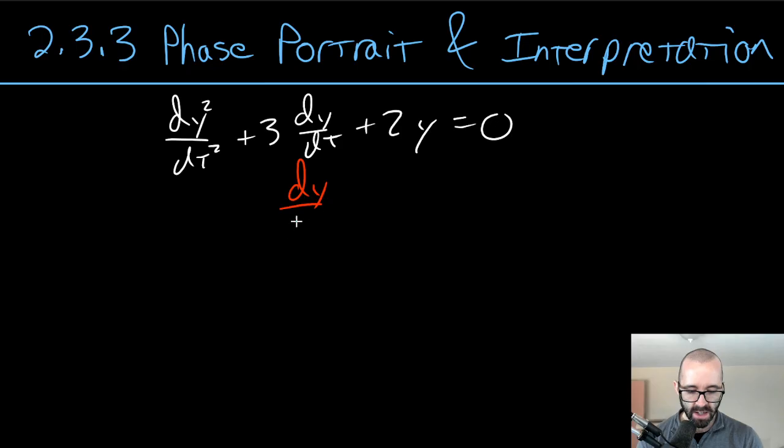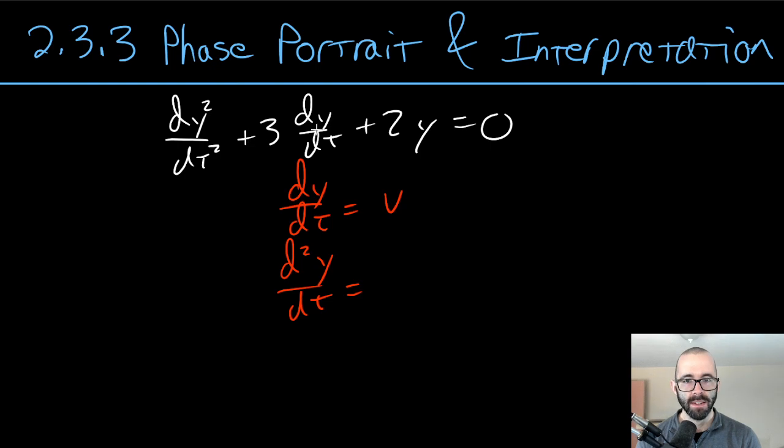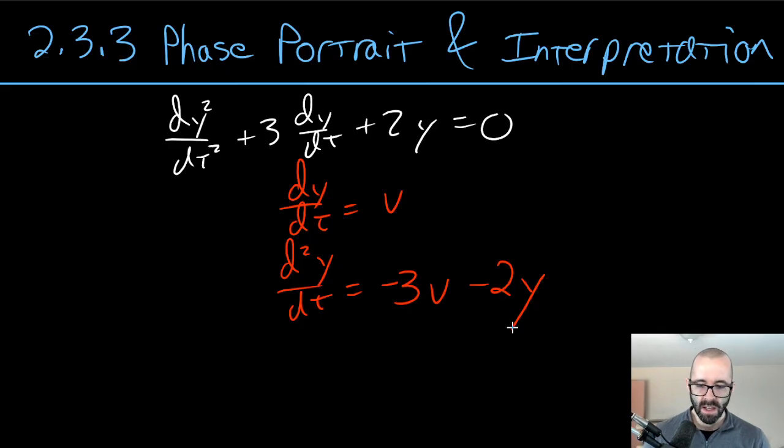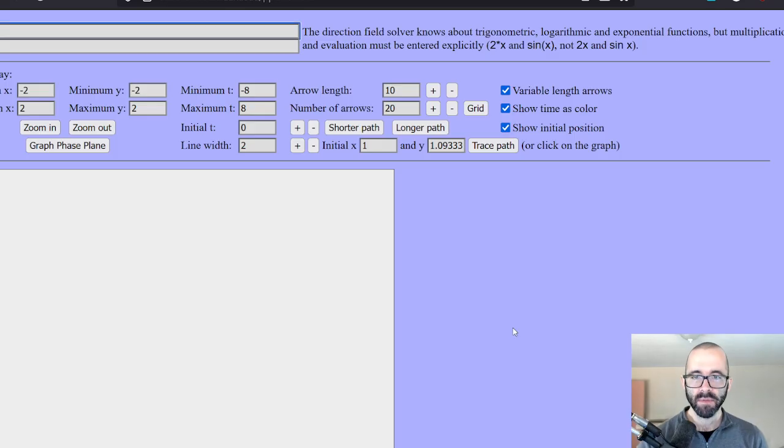We're just going to say the derivative of y with respect to time is some new variable. You call this whatever you want. And the second derivative of y with respect to time, well, you just solve for this. So we're going to subtract 3 times that, this is just what we called v, and we're going to subtract over the 2 times y as well. And hey, we got a system. Wonderful.